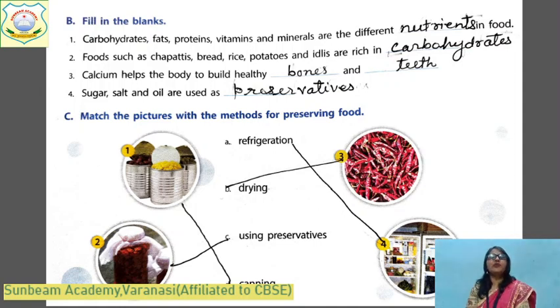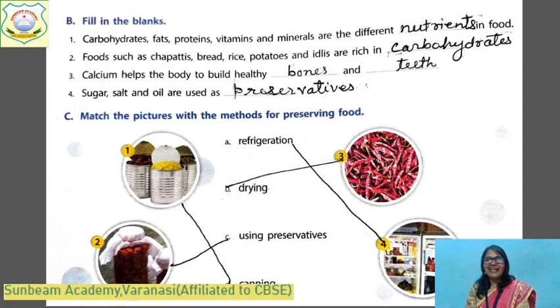Carbohydrates, fats, protein, vitamins and minerals are different nutrients present in food. Foods such as chapatis, bread, rice, potato and idlis are rich in carbohydrates. They are examples of carbohydrates. Yes, children, a very important mineral, calcium. Calcium helps the body to build healthy bones and teeth. And sugar, salt and oils are used as preservatives. Now match the following.